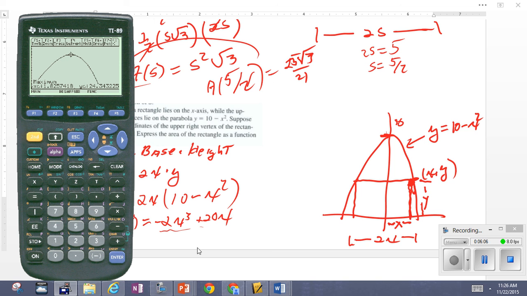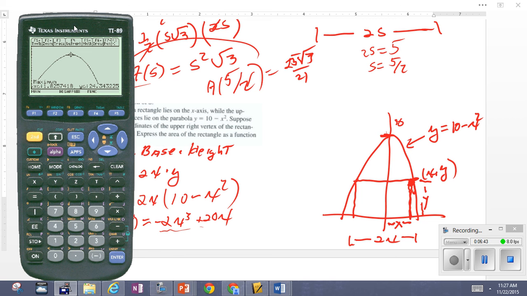Had we wanted to find the dimensions that maximize this, the base would have to be 2x, so twice 1.825, and the height would be y, which would be 10 minus the x value of 1.825 squared. So that would give us the dimensions of this box of greatest area.